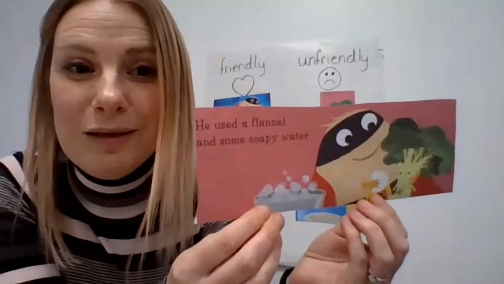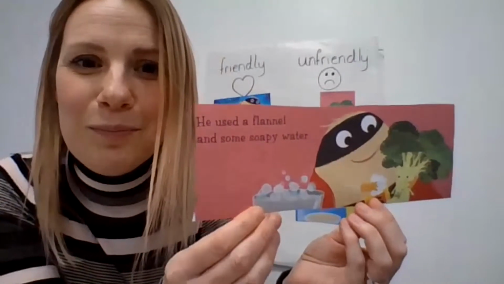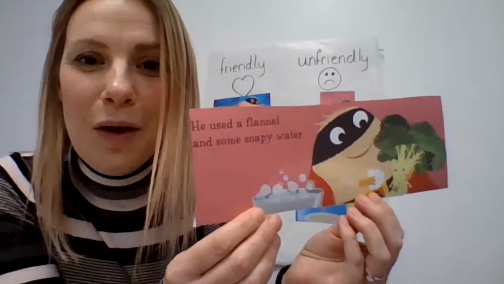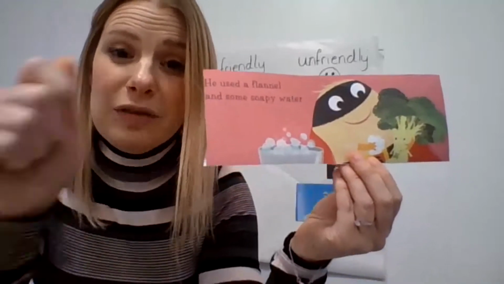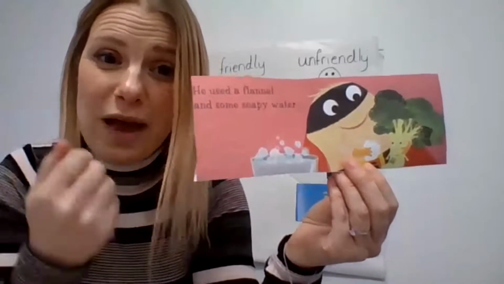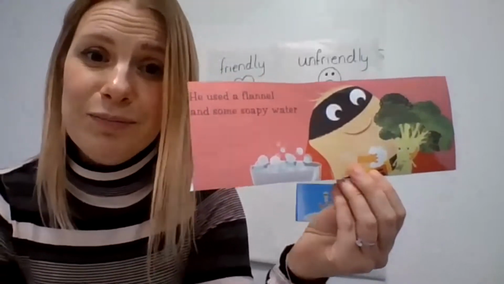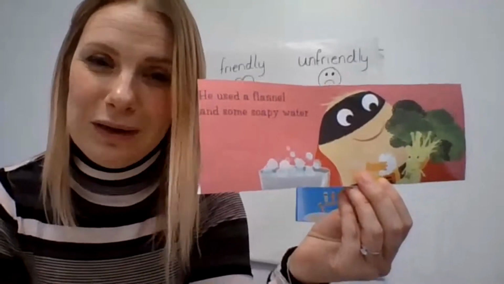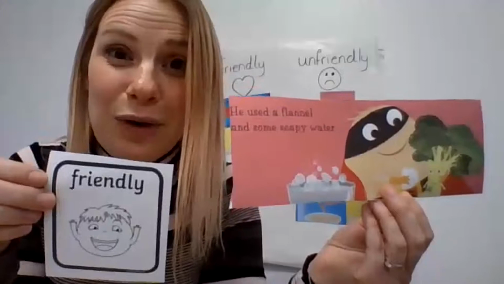Here we've got Supertato. What's he doing? Pause the video now and tell your helper. That's right. He's using his own time to clean the broccoli's face because he knows how sad the broccoli's feeling. Is that friendly or unfriendly? That's right. It's very friendly, isn't it?